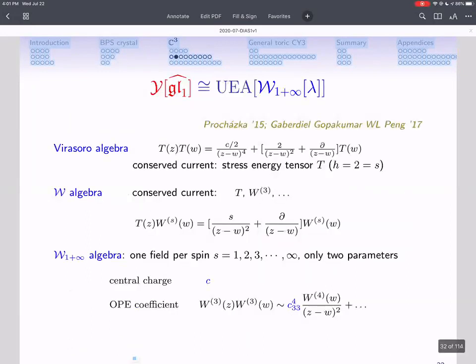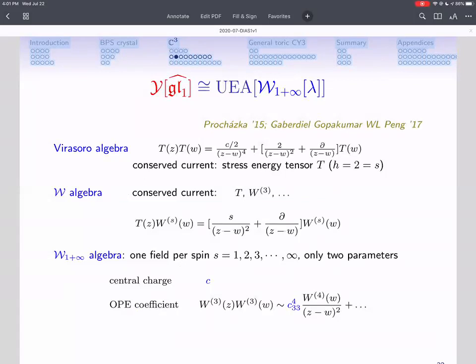If you look at the math, it might be helpful to know that this is actually isomorphic to the universal enveloping algebra of the W1 plus infinity. The W algebra is just a Virasoro algebra with some additional higher spin conserved currents. And the W1 plus infinity algebra is a W algebra with a particular spectrum.